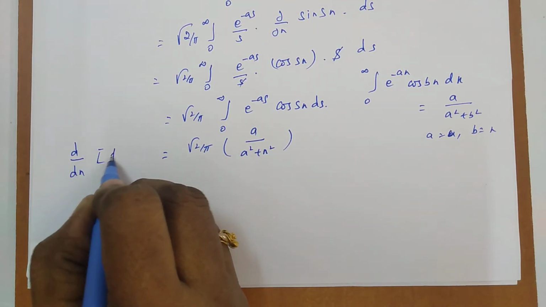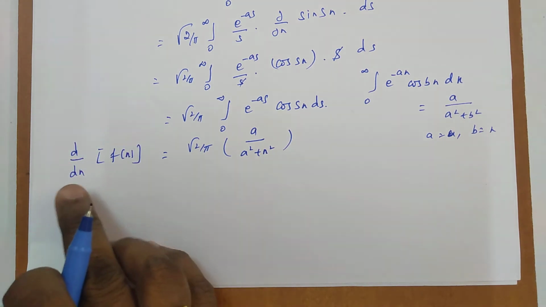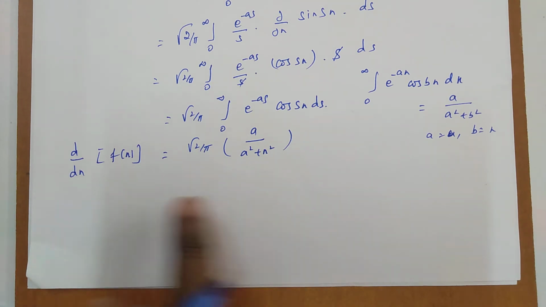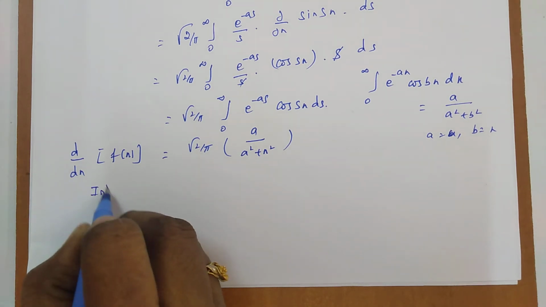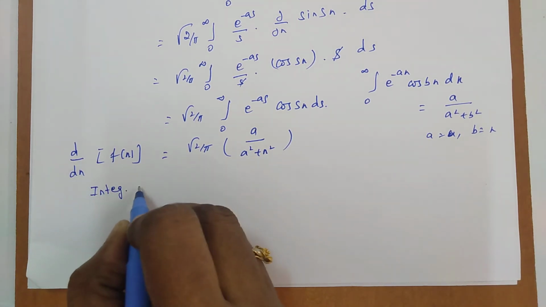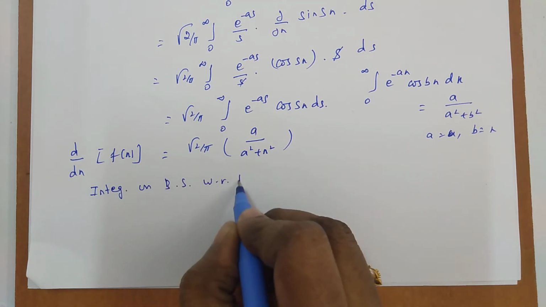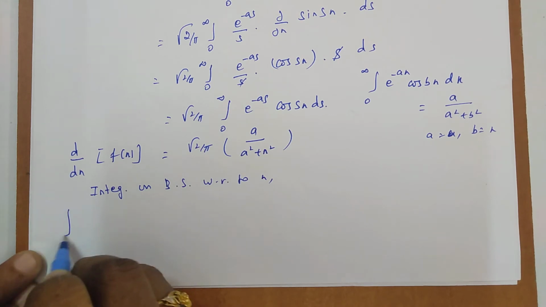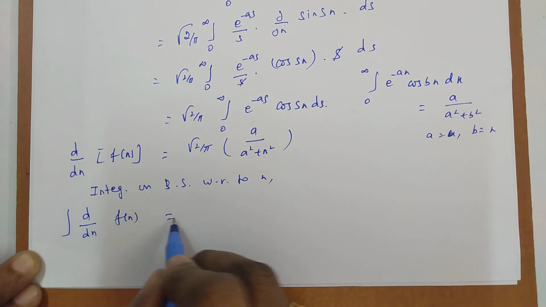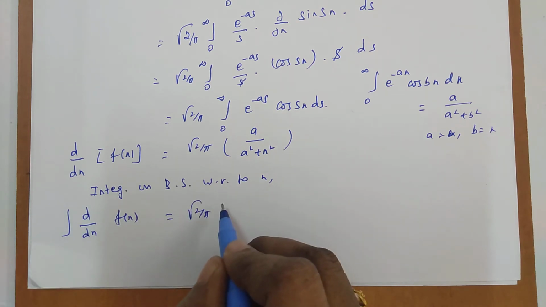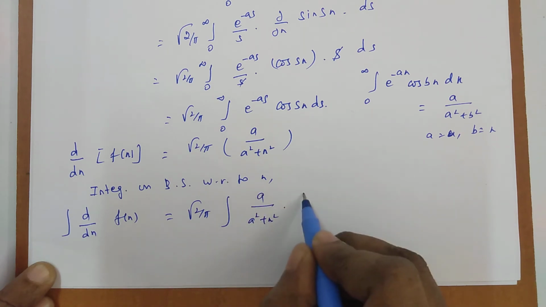Actually we need only f of x, so we are trying to cancel the d by dx. That means what we have to do? We are going to integrate on both sides with respect to x. So integration and differentiation will be cancelled off. Integrate on both sides with respect to x. So integral d by dx f of x equal to root of 2 by pi is a constant, so integral a by a square plus x square into dx.